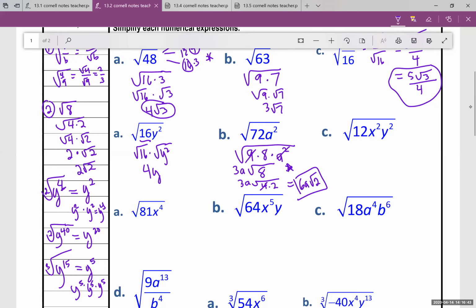Okay, that was just an example of, it's okay if you don't find the largest perfect square at the very beginning. You're just going to have an extra step. And that's okay. You're still going to get the correct answer.